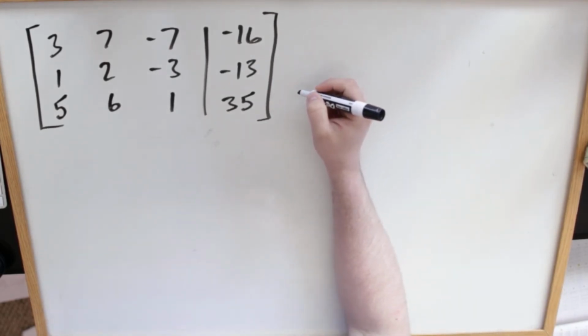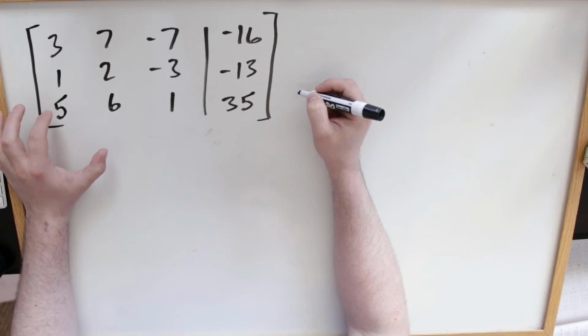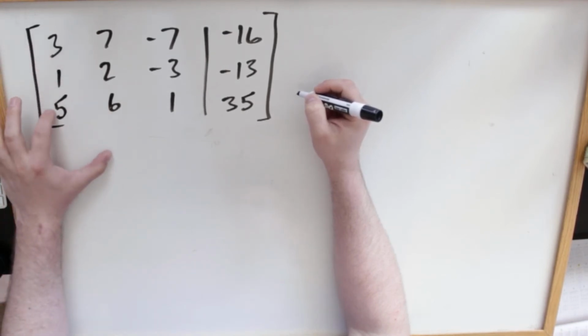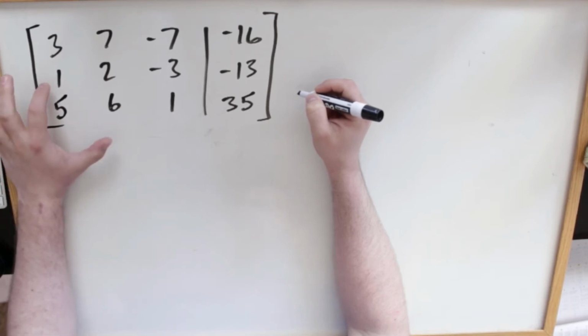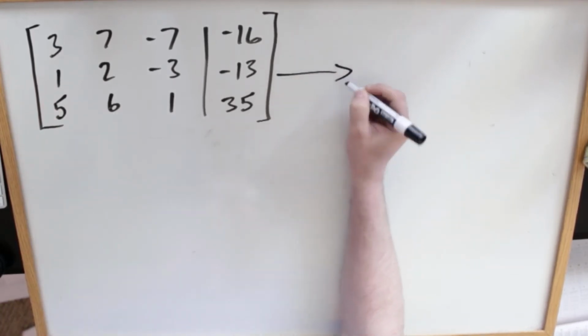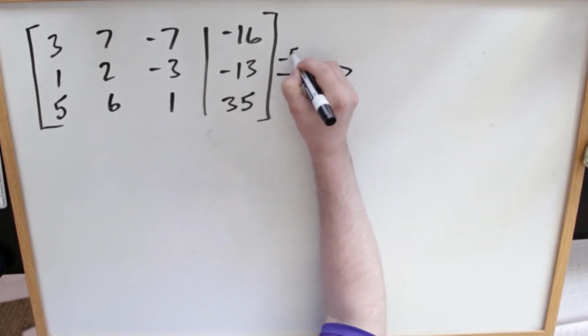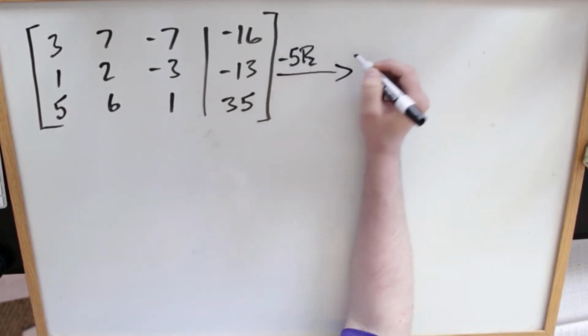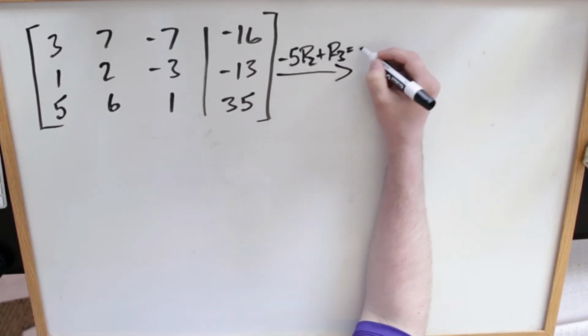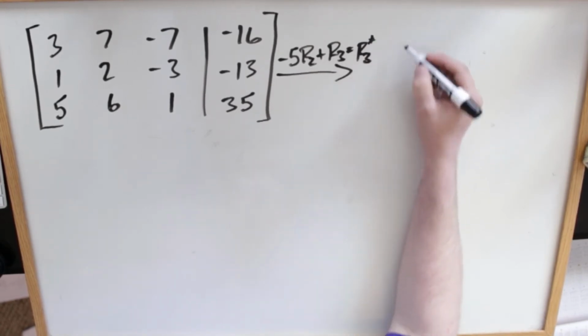We got a 3 and 5, which kind of makes it ugly. So instead of taking a multiple of row 1 and adding it to row 3, I'm actually going to do a multiple of row 2 and add it to row 3. Okay? So we'll do -5 row 2 plus row 3 is equal to my new row 3.